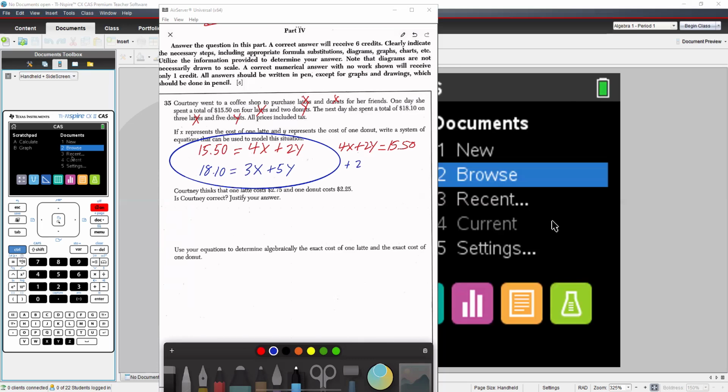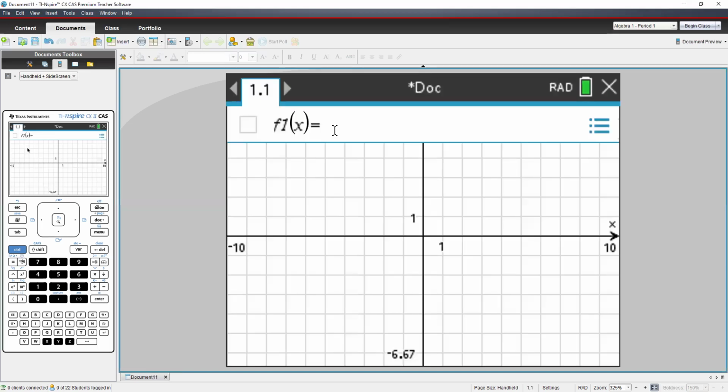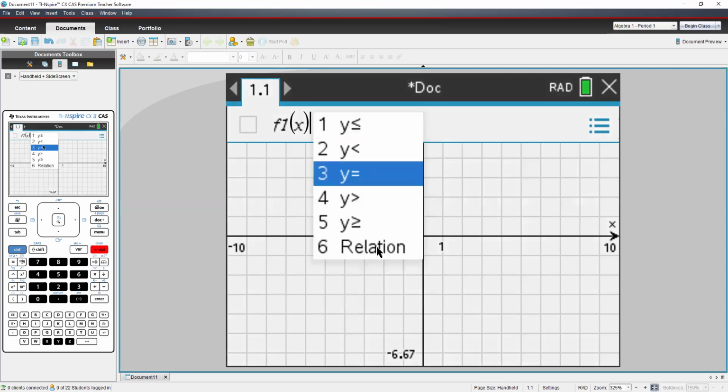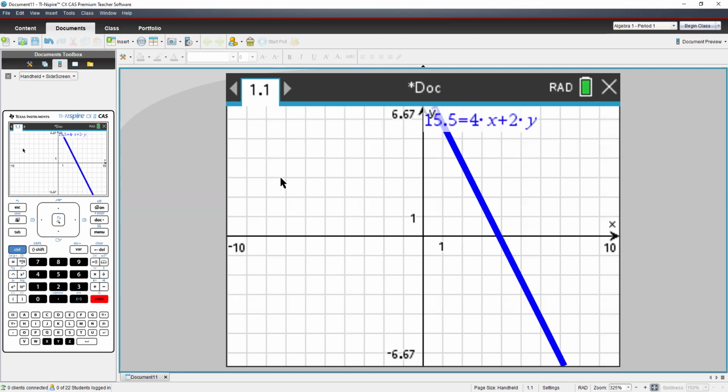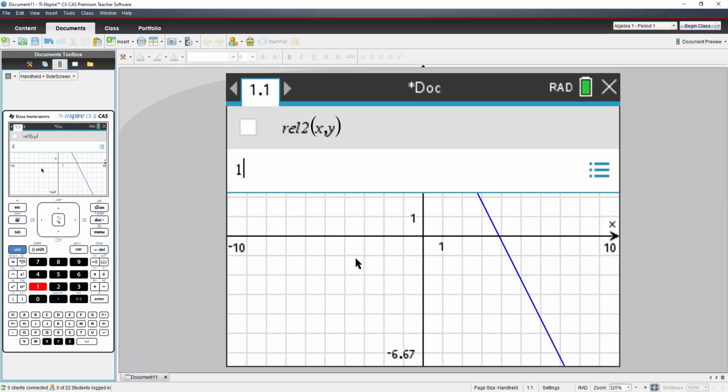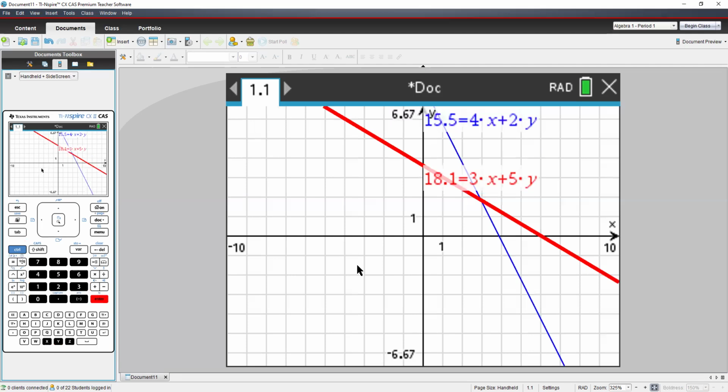All right, so I'm going to go get my calculator. Now, these are not in function or slope intercept form, so we're going to use the relation mode and we're just going to type in each equation. And I'm going to type it in this way just to show you it doesn't matter which side the equal sign is on. So this is going to be 4x plus 2y. That's the first one. All right, there's a line, which is what we expect because we know these are linear. And then here's the second one. $18.10 equals 3x plus 5y. Press enter. There's the second one.